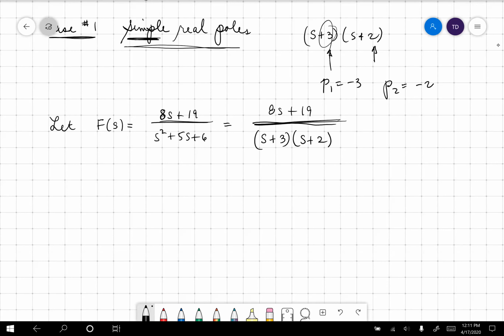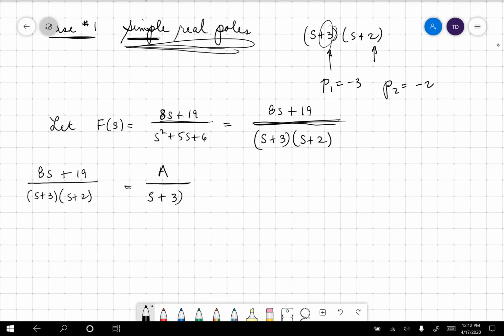This satisfies simple real poles. When it satisfies simple real poles, the partial fraction expansion is the following. I'm just going to write this on this side. I know it's f of s, with s plus 3, s plus 2, and it's going to be equal to a constant. You can call your constants whatever you want to. Your textbook uses K1, K2, K3, K4. Right now, I'm going to use A and B and then C and then D. A over s plus 3 plus B over s plus 2.